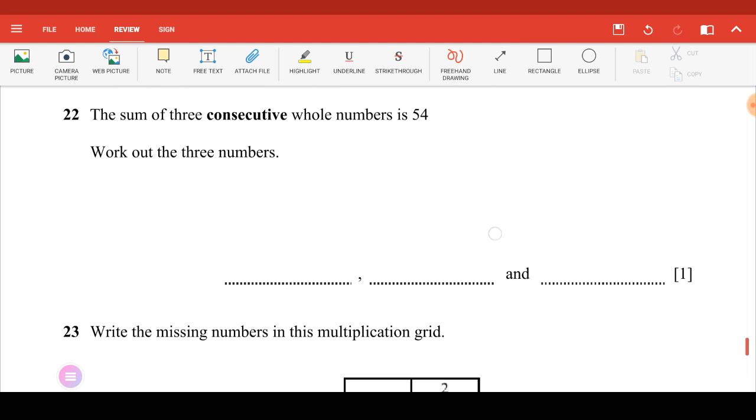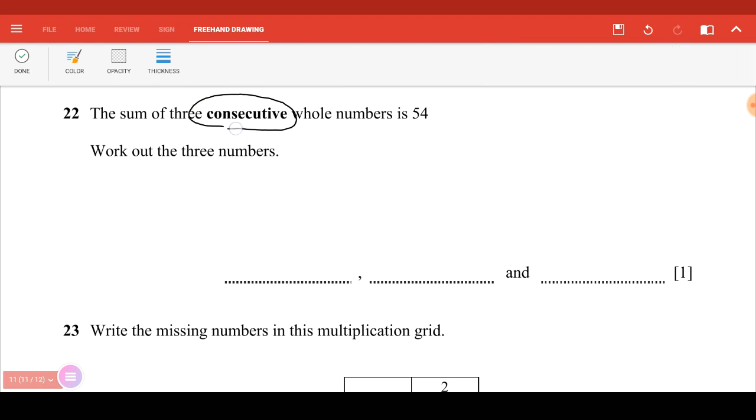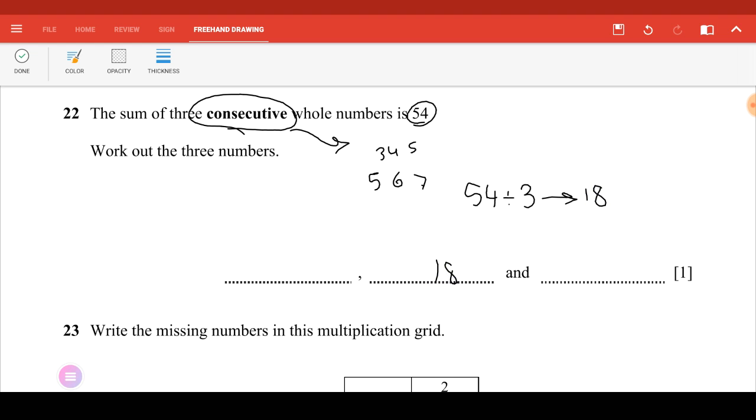The sum of 3 consecutive numbers, guys, consecutive, you know that they come after each other, like 5, 6, 7, or 3, 4, 5. The sum should be 54. So you can divide 54 by 3 to know the answer in the middle. So the number in the middle is 18. So we can write here 18, 17, 19.